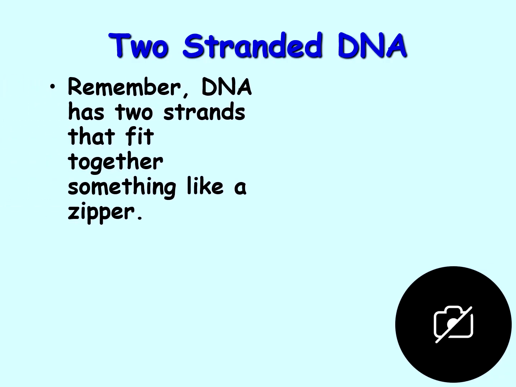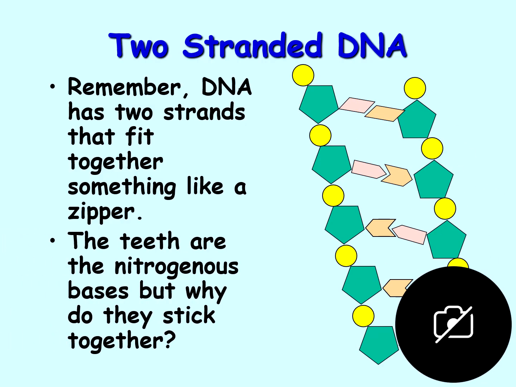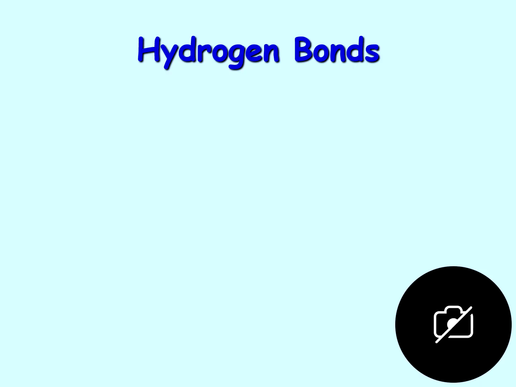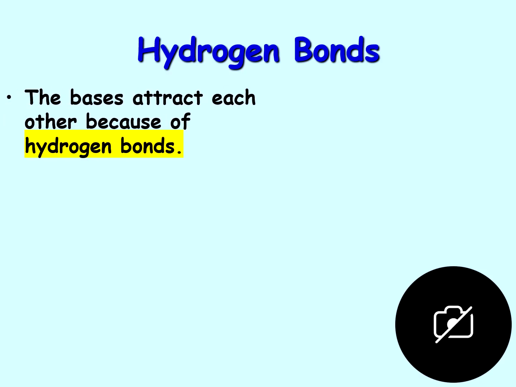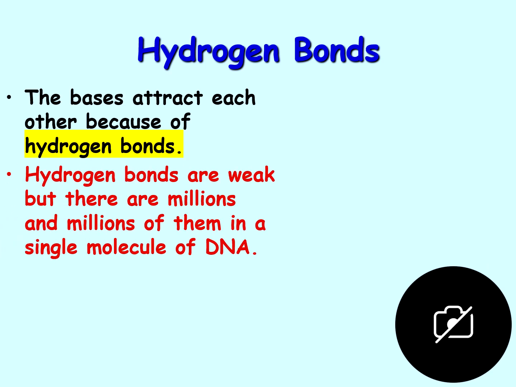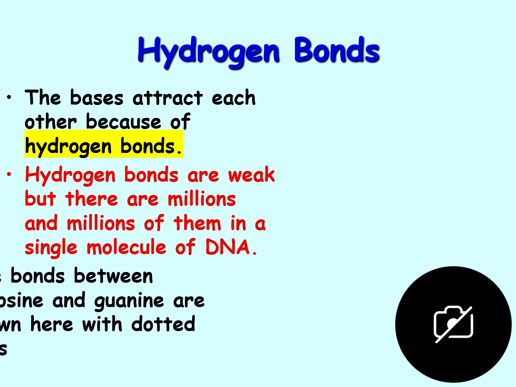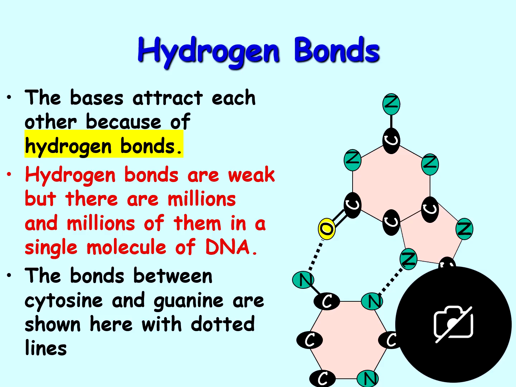So back to your notes now. Remember that DNA has two strands that fit together, something like a zipper, and the teeth of that zipper, or the steps of that ladder, are in the middle. But why do they stick together here in the middle, right? That's because of something called hydrogen bonds. Again, now you're starting to write where we left off in the notes. So hydrogen bonds are what connects bases together in the middle of the DNA strand. Hydrogen bonds themselves are pretty weak, but because there's millions of hydrogen bonds, it's actually a pretty strong and stable molecule.